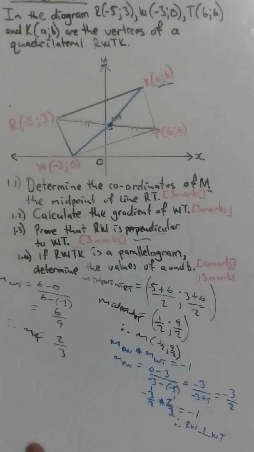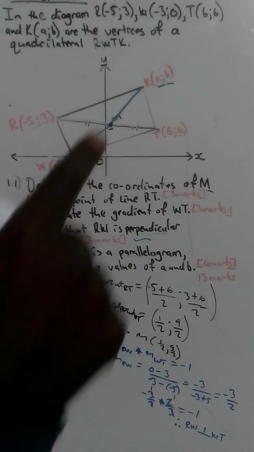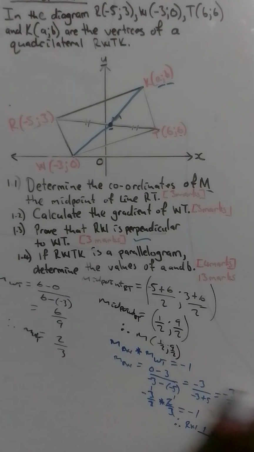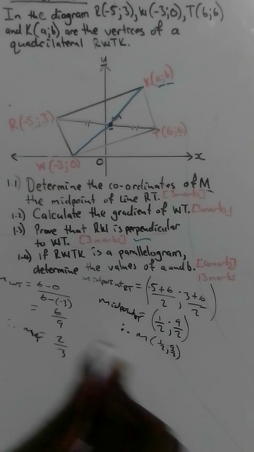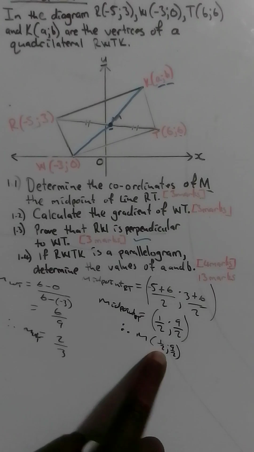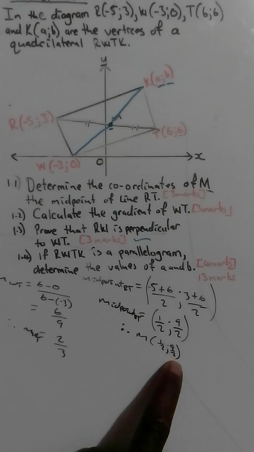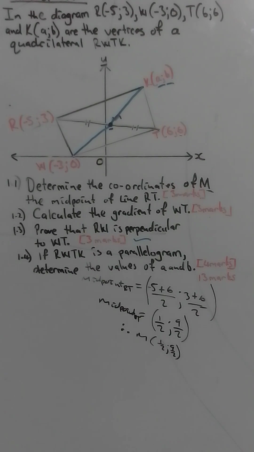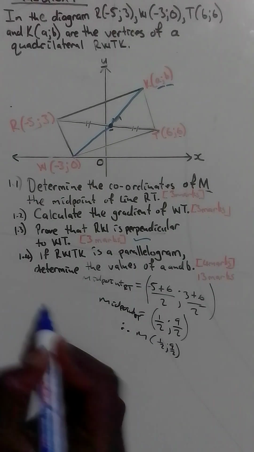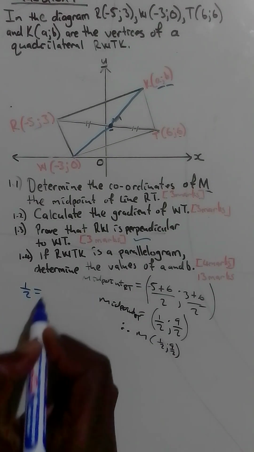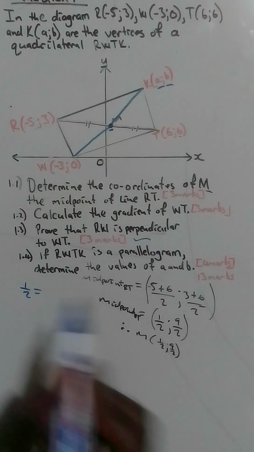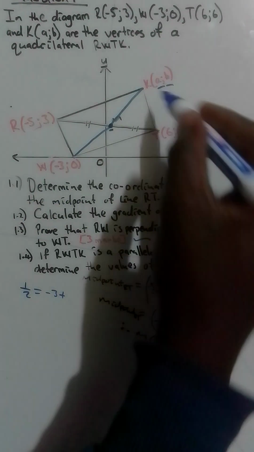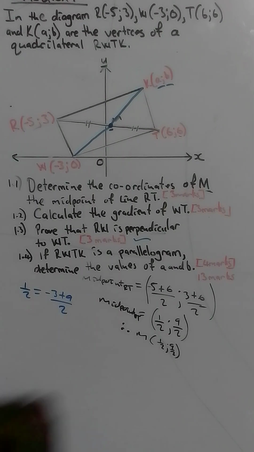So if we're looking for this, we're now going to utilize the midpoint formula. Now remember on point M, we calculated, we were not told, we calculated and we found that we had X, which is 1/2, and Y, which is -9/2 rather. So now in order for me to find these coordinates of A and B, I'm now going to take this X of the midpoint. Now I say 1/2 here is equal to my X at point W is -3 plus my X at point K is A divided by 2.